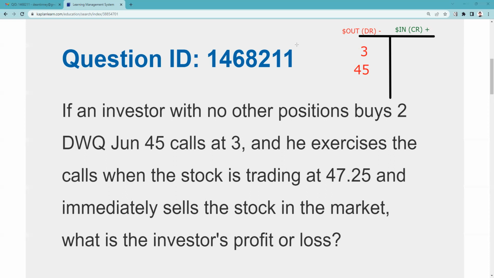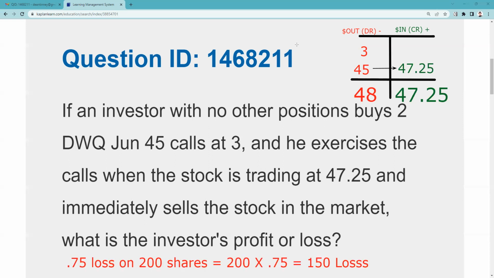Looks like I've got a little bit of a problem, because my break even is 48 and the stock's at 47.25. It says I sell the stock at 47.25. So again, I'm just tracking the money. I always say, fire up the T. He immediately sells the stock in the market. So I exercise my calls and I sold the stock. Ultimately, it looks like I've got a problem, because I've got 48 out and only 47.25 in. So I lost 75 cents per share, and 75 cents on 200 shares, because remember, each contract governs 100 shares. That means I bought 200 shares at 45 and sold 200 shares at 47.25.